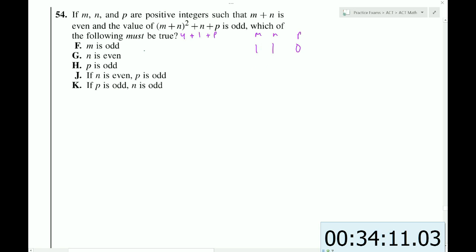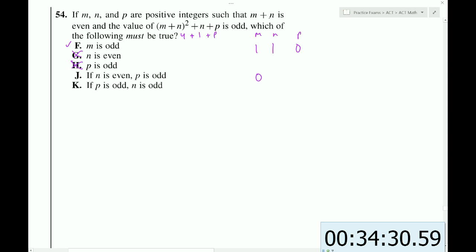Now, which line must be true? Is m odd? Yes. Is n even? No, it's not. Is p odd? No, it's not. If n is even, which it's not, so I move on. If p is odd, which it's not, so I move on. M is odd. Well, let's see if I can make it be even.